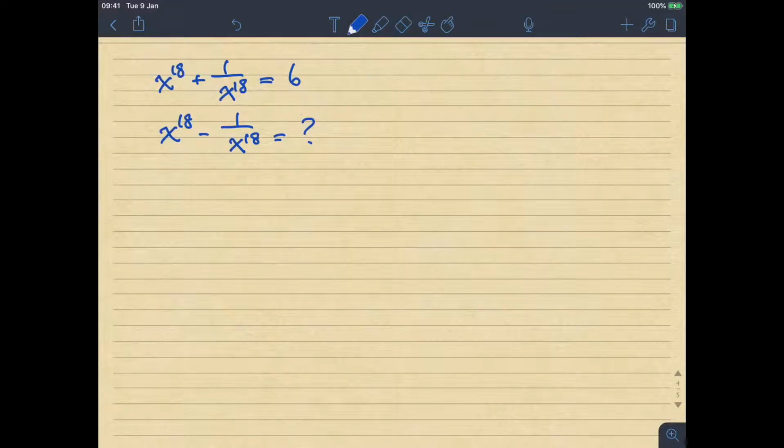Today we're going to take a look at how we can solve a problem like this. So at first glance, we see an equation x to the power of 18 plus 1 over x to the power of 18 equal to 6. It's an equation with one unknown.